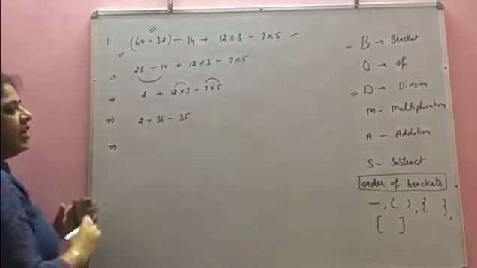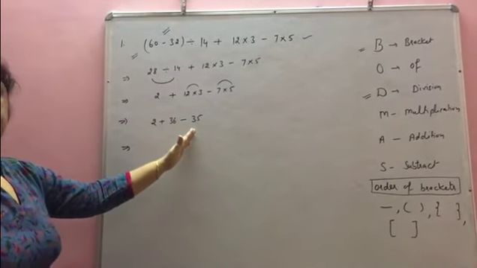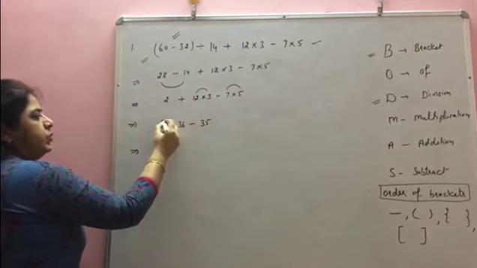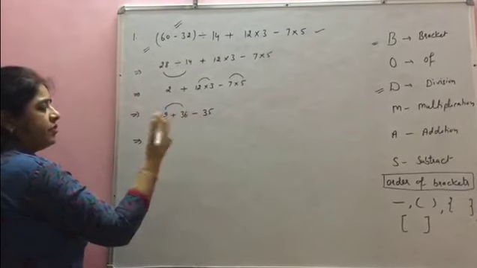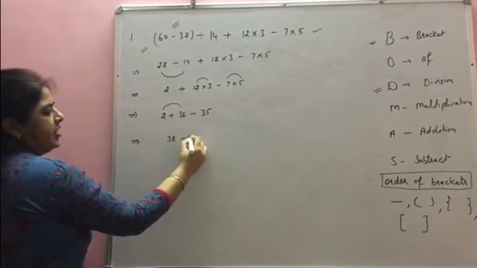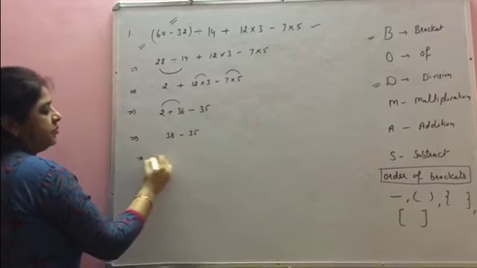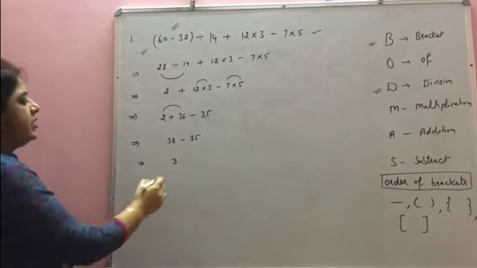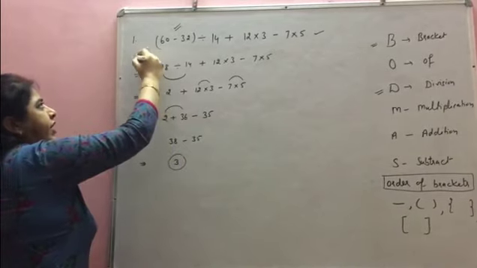Now students, we are left with addition and subtraction. Now add these two. We will move left to right. 2 plus 36 is 38, minus 35, the answer would be 3. So this is the answer for this numerical expression.